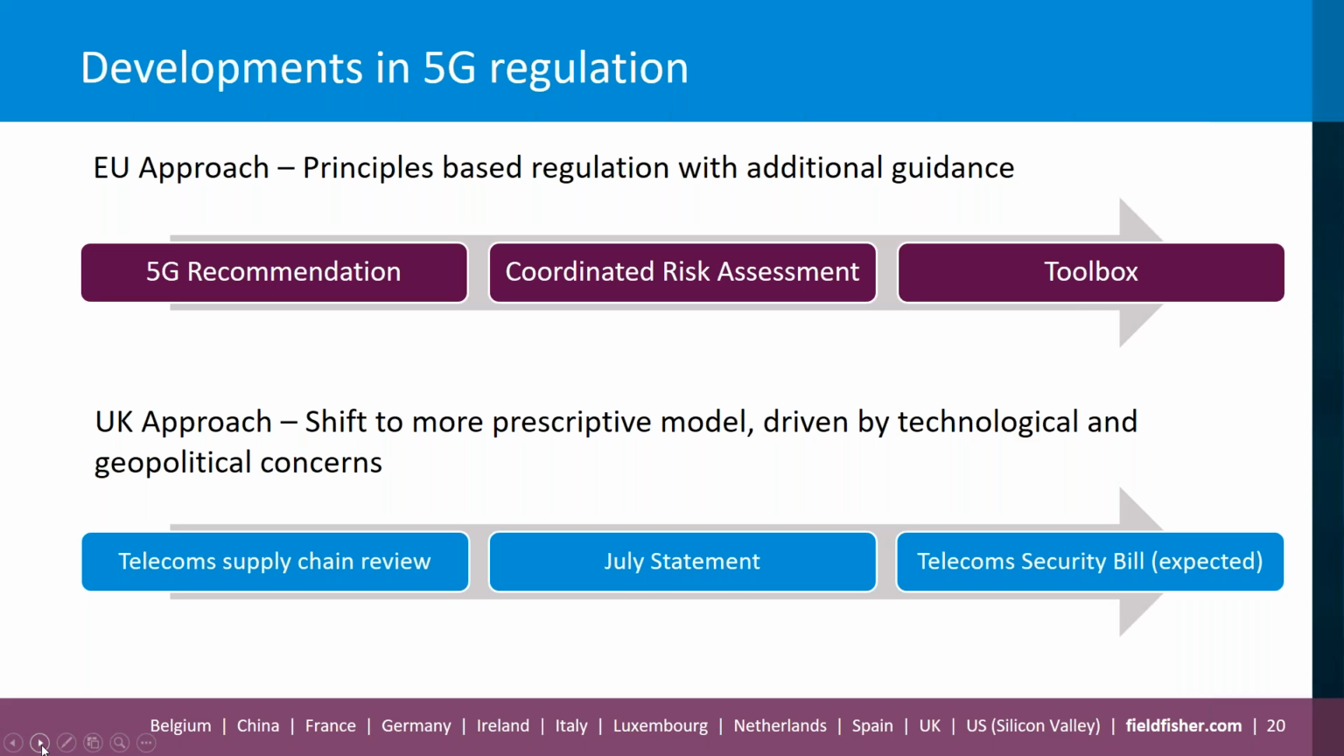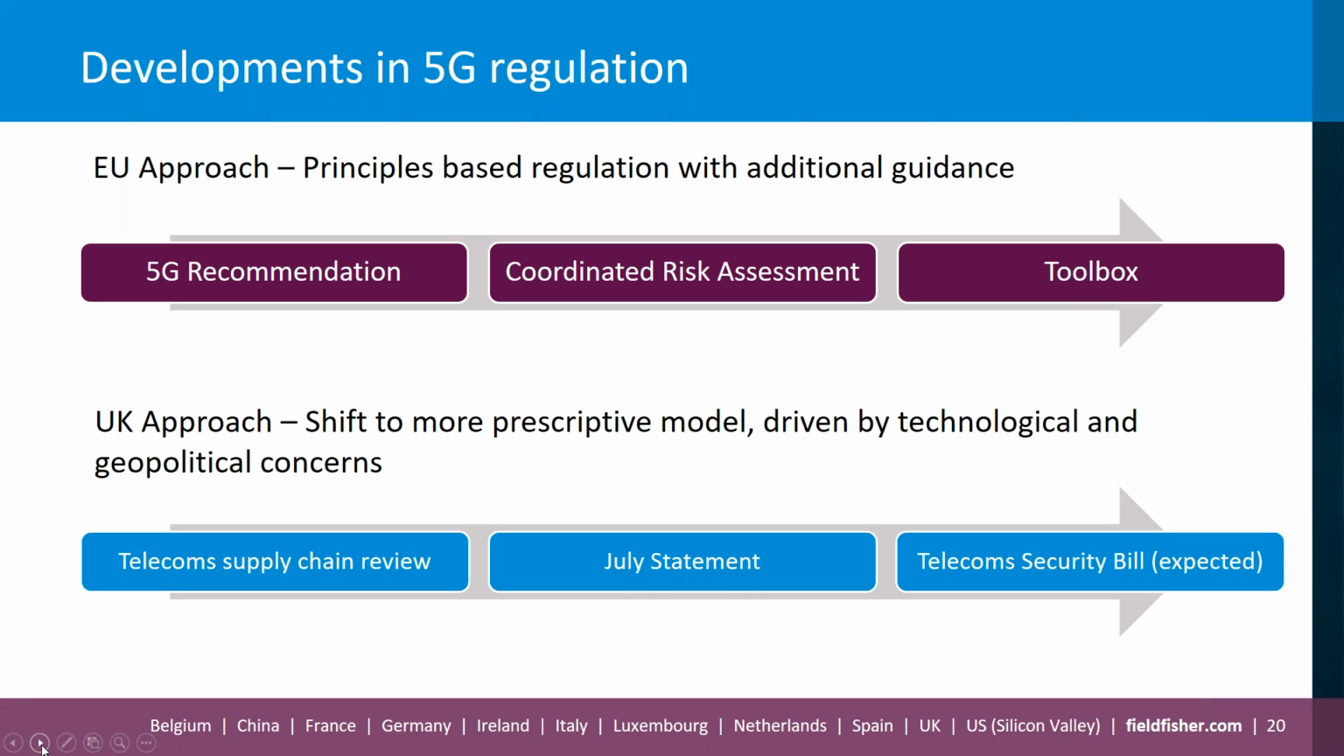So if we look at the UK's telecom supply chain review that was conducted last year, that resulted in a finding in January, which restricted high-risk vendors from the core parts of 5G networks, and also put a cap on the percentage of the radio access network that could be supplied by high-risk vendors by 2023. Now, what we've seen since then is a hardening of the UK's stance towards high-risk vendors, and much of that resulted from US sanctions, which were imposed against China.